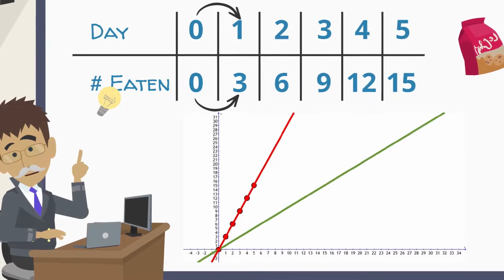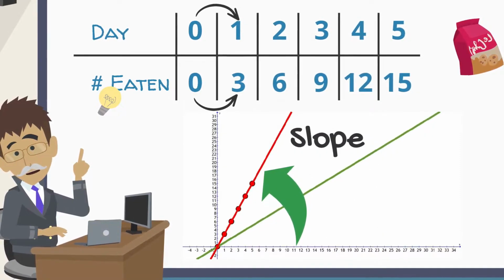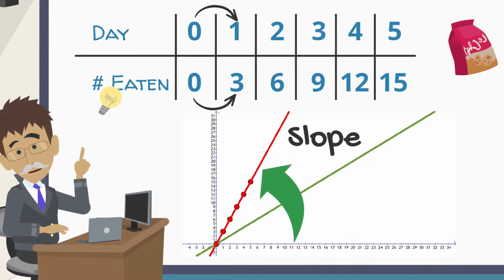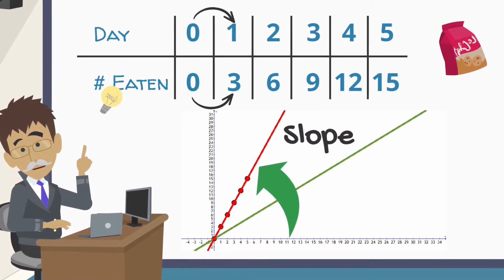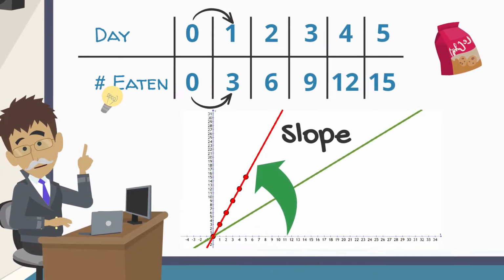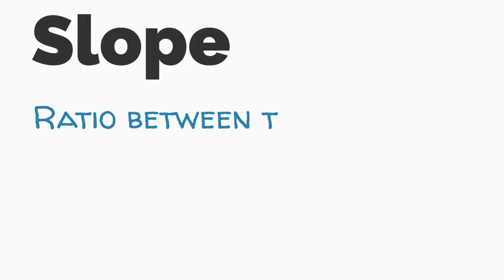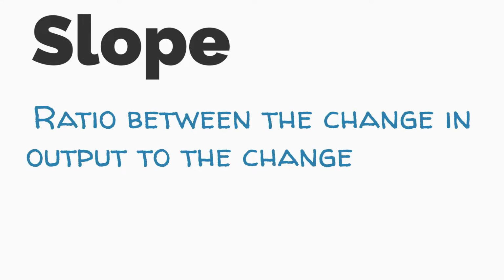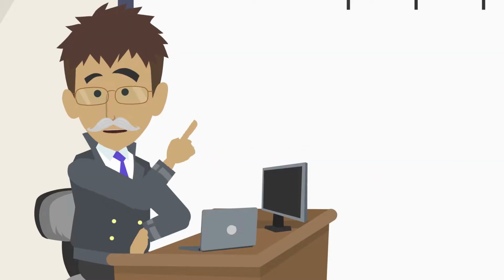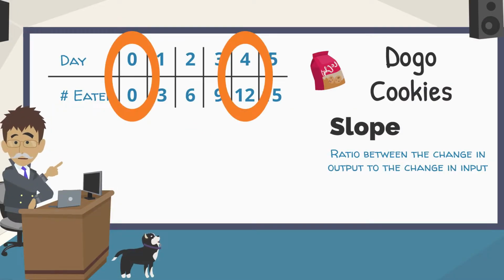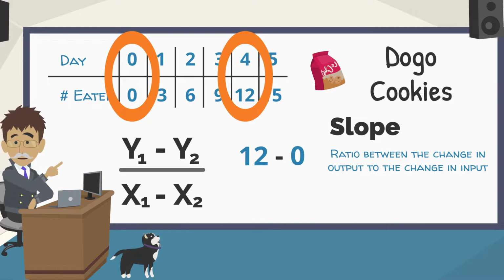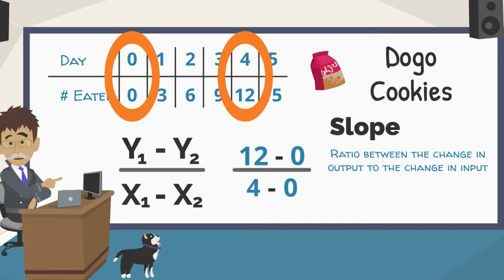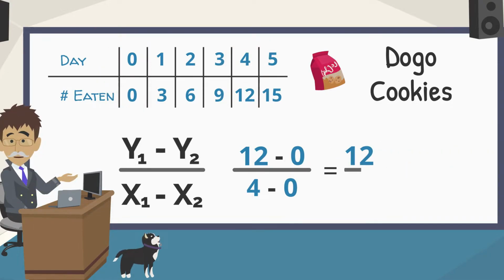The line's steepness is called its slope, a value representing the rate of change. The slope is always the same between any 2 points in linear functions. This is not true for nonlinear functions. The slope is the ratio between the change in the output to the change in the input. To calculate the slope, start by selecting any 2 points. Starting with the top of the ratio, subtract the two output values. For the bottom of the ratio, subtract the input values in the same order. Then, simplify the ratio to get the slope.